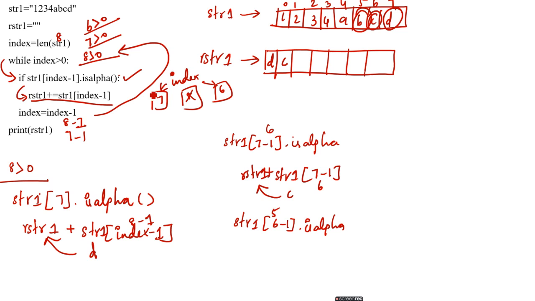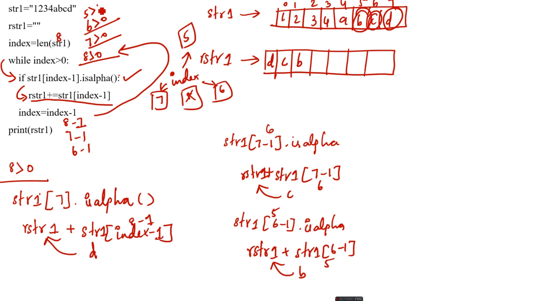The condition is true. So what we have to do? We have to concatenate to rstr1 str1 of 6 minus 1. That is 5. We have to concatenate str1 of 5, that is B, to rstr1. So in rstr1, we are having the value B. Again, index equal to index minus 1. 6 minus 1, the value of index is 5. Now, it refers to the value 5.